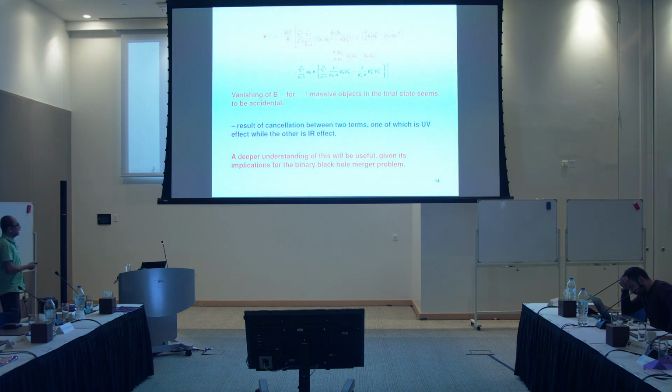And clearly a deeper understanding of this will be useful given its implication for the binary black hole merger problem. And this will sooner or later be tested, because I think the binary black hole merger has been studied in detail, and once you start discovering the memory effect, we will also start seeing, or the absence of, this 1 over u tail.